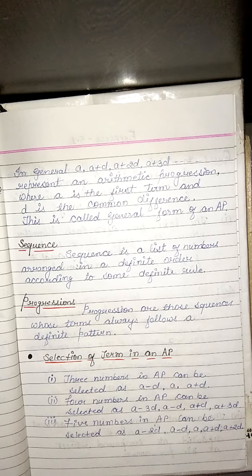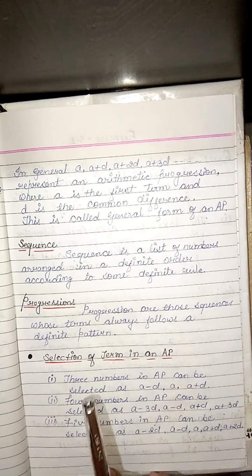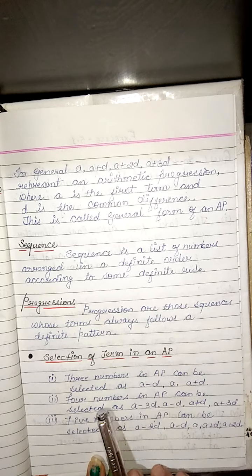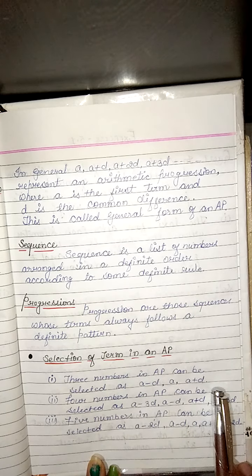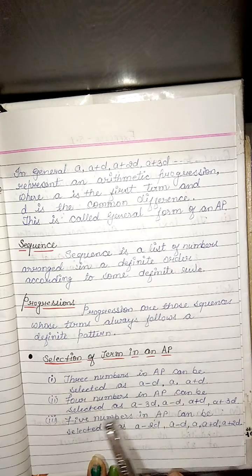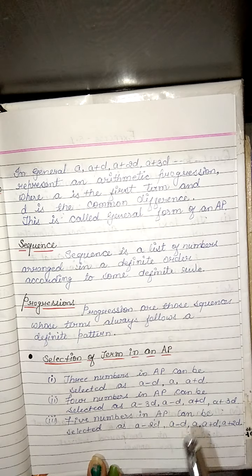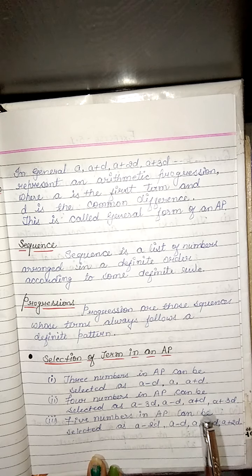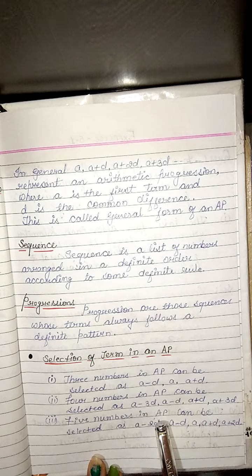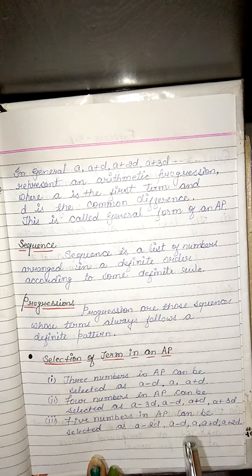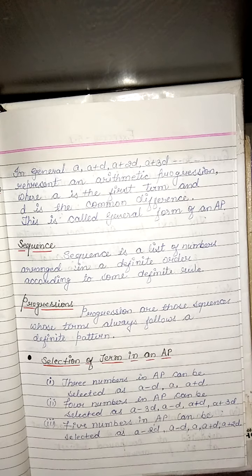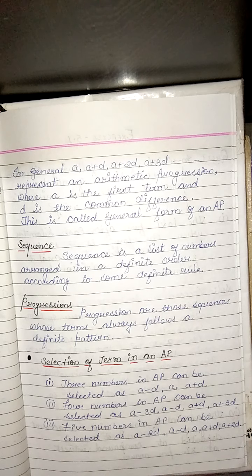Selection of terms in AP. How do we select the terms in AP? For 3 numbers, the AP can be selected as A minus D, A, A plus D. For 4 numbers, the AP can be selected as A minus 3D, A minus D, A plus D, A plus 3D. For 5 numbers, the AP can be selected as A minus 2D, A minus D, A, A plus D and A plus 2D. Now we are going to start exercise 5.1.